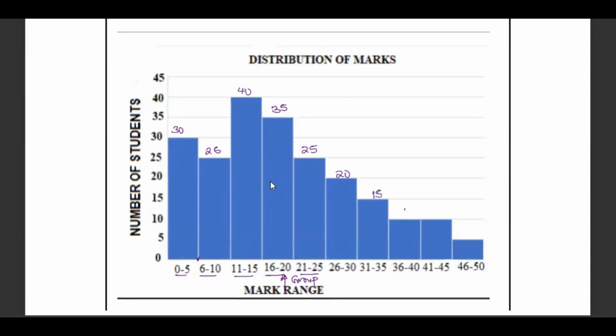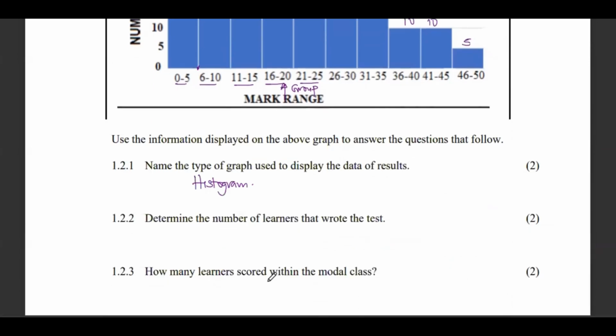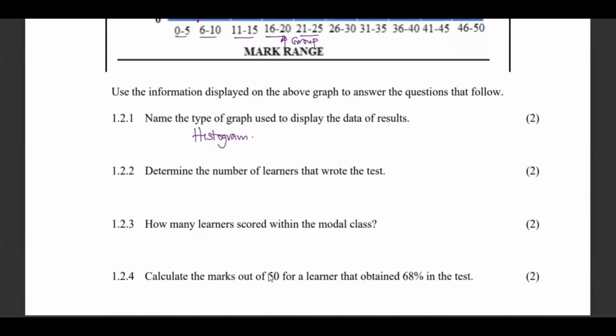Then approximately 20, 15, 10, 10, 5. So we are adding 30 plus 25 plus 40 plus 35 plus 25 plus 20 plus 15 plus 10 plus 10 plus 5. So they are 215, the total number of learners who wrote the test.